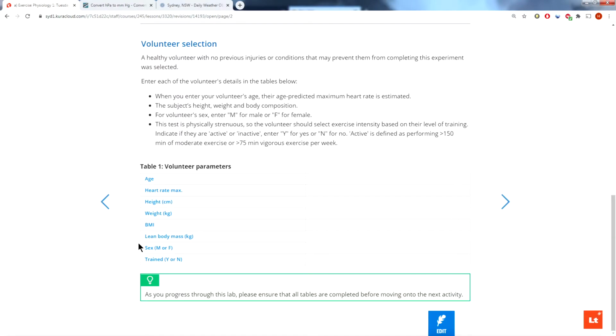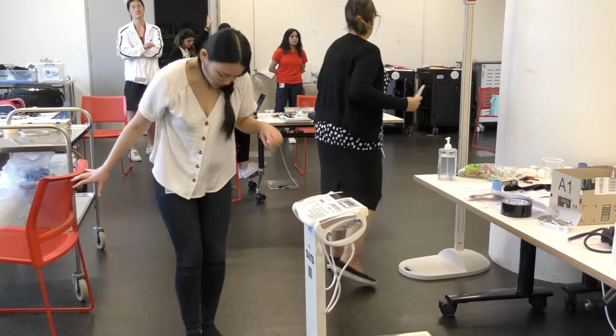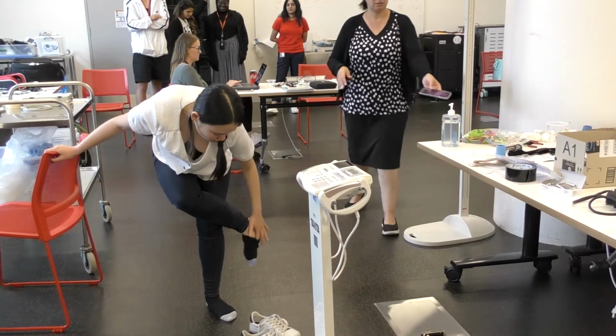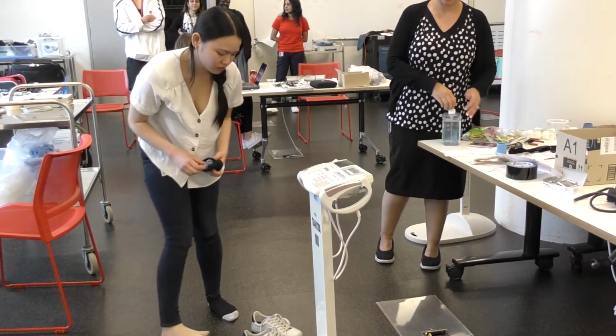Now scrolling down, we come across this volunteer selection section, and we need these various parameters from our subject. In particular, you'll notice we need lean body mass. As a general rule, most people don't know their lean body mass, and so what we did is we put our subject onto a Tanita body composition analyzer, and here it is here. You can see one of our subjects taking off her socks because you need electrical contact with the machine.